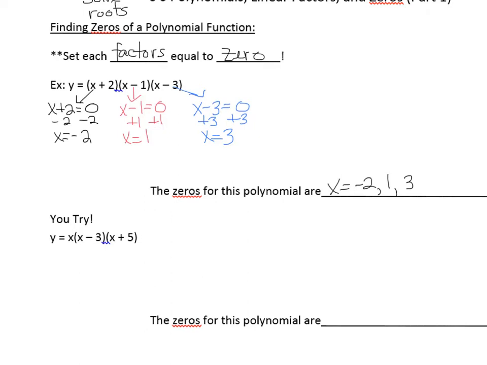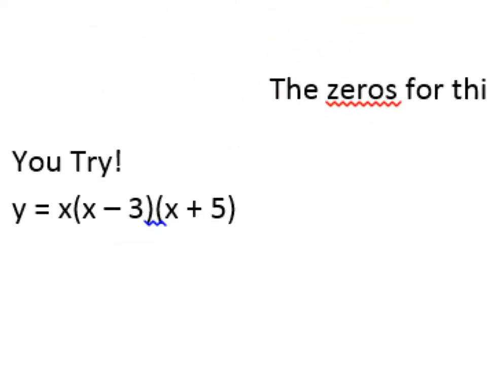On this one, we do still have 3 factors. The difference is this first x isn't in a parenthesis. Well, it is still considered a factor. But when we bring it down, it's just simply x equals 0. So whenever you've got an x by itself, you know one of your answers will be 0.